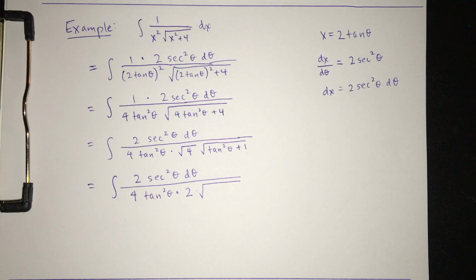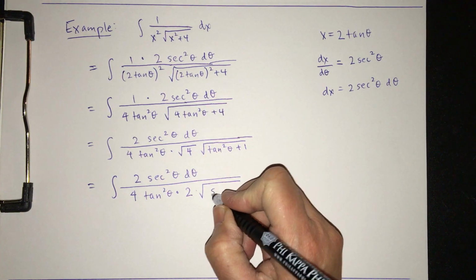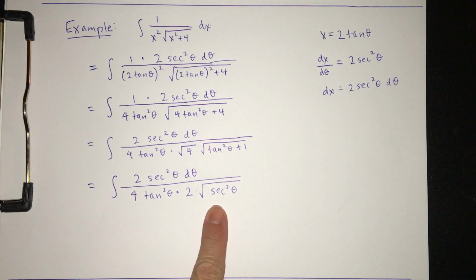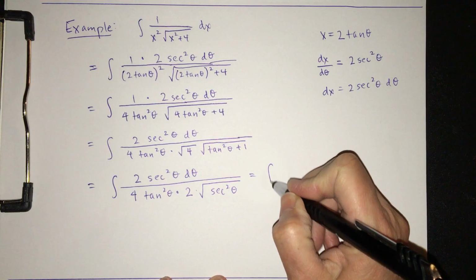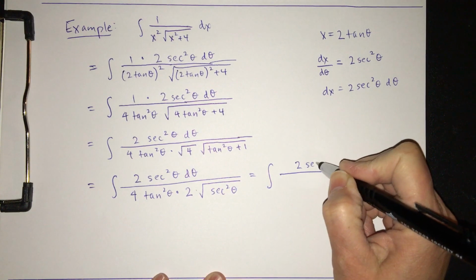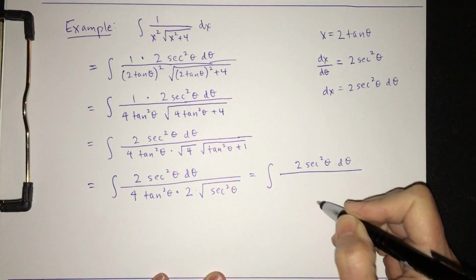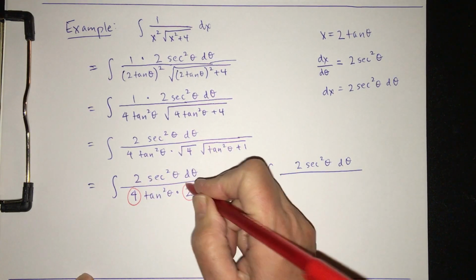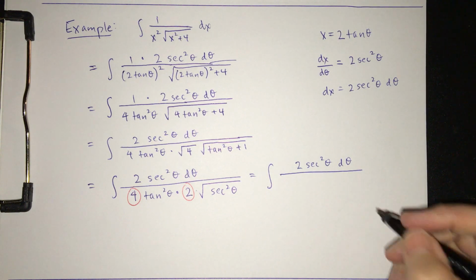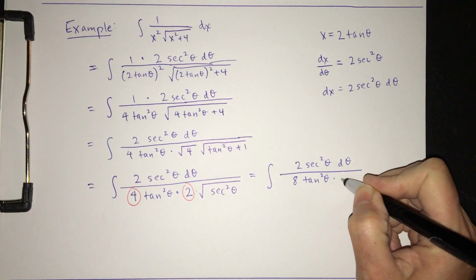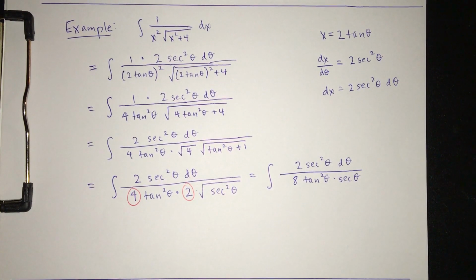Now there is a trig identity for that. Tangent squared theta plus 1 is secant squared theta. The square root of secant squared theta will be secant theta. So I'm going to just write this on the side here. This will be the integral of 2 secant squared theta d theta. Now in the denominator, I will multiply the 4 times 2. So that'll give me 8 tangent squared theta times secant theta.